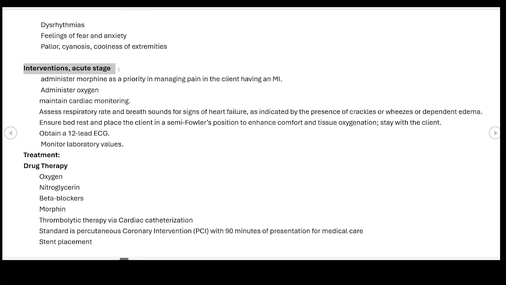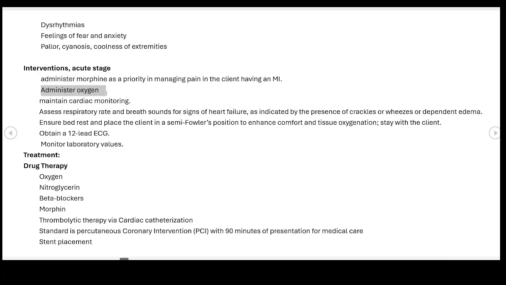So let's look at the intervention. What are some of the things that we can do for a patient who is already having myocardial infarction? First, we have to control the pain because the more you are in pain, the more the demand for oxygen goes up. So pain is going to be our priority. In this case, our major pain medication that we're going to use is going to be morphine.